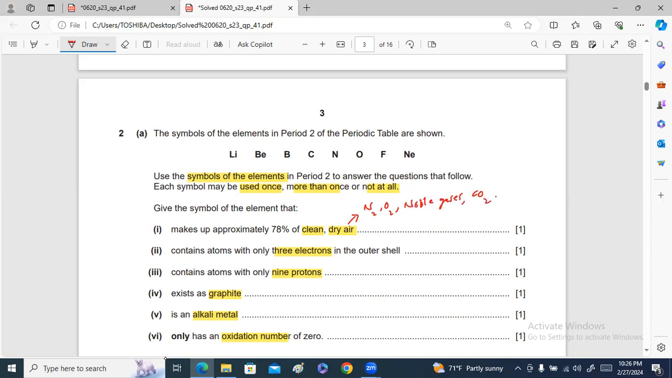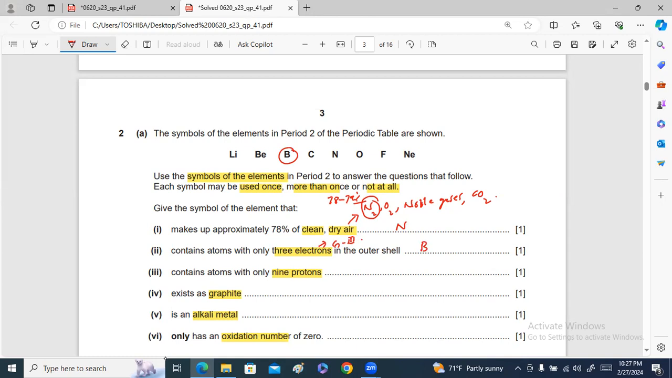Carbon dioxide is also part of the air. The major component of the air is nitrogen, which is 78 to 79%. So the answer is nitrogen. Contains atoms with only 3 electrons in the outer shell. 3 electrons in the outer shell means the element must be in group 3 of the periodic table. So boron is in group 3 of the periodic table, so that's why B is the answer.